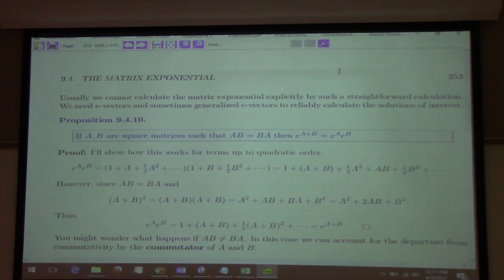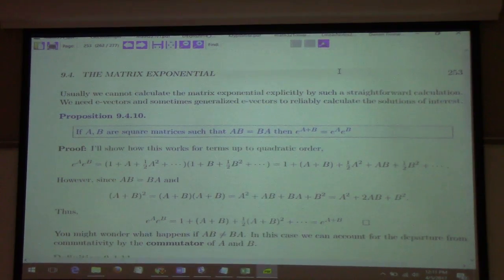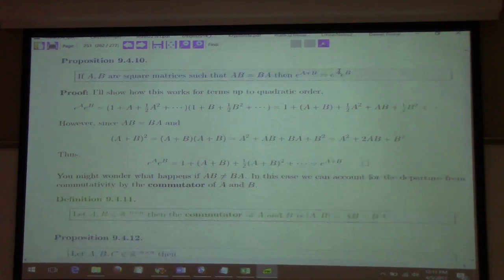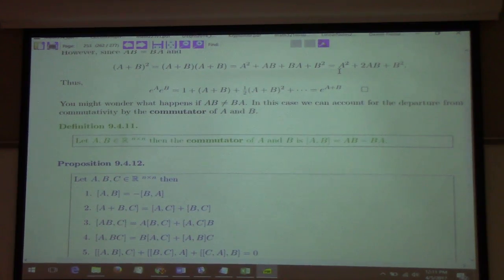I was going to make this a homework problem for you guys, but I just don't think it's that important to you. I wanted you to see that it's true, but you could work it out to third order for kicks if you want. So here's the commutator, which is sometimes interesting to study. This is a typical notation: A bracket B is AB minus BA. So to say that matrices commute is to say that their commutator is 0.